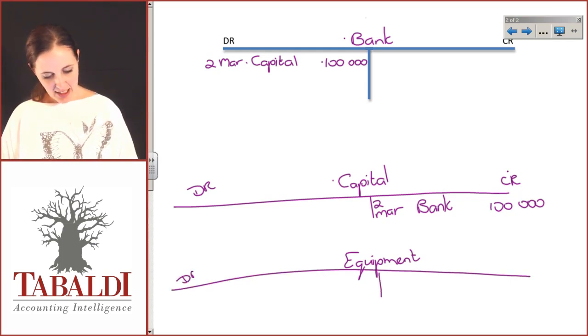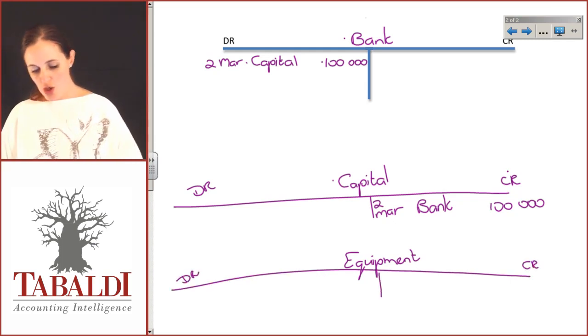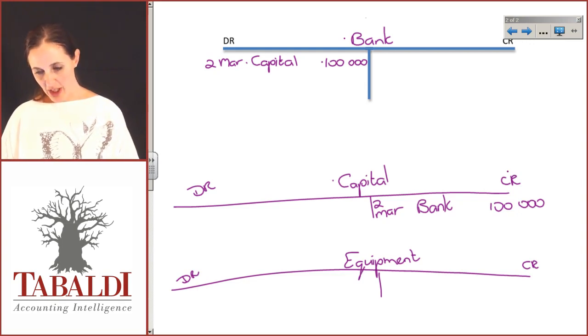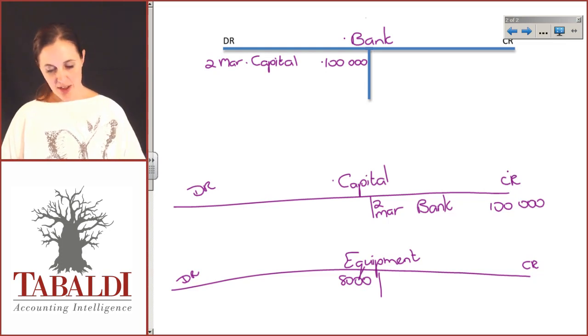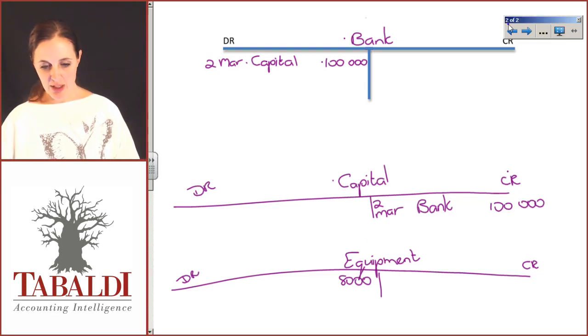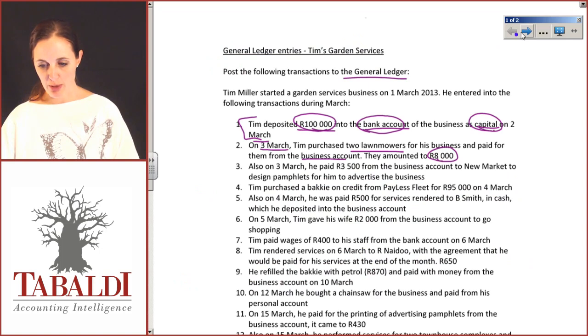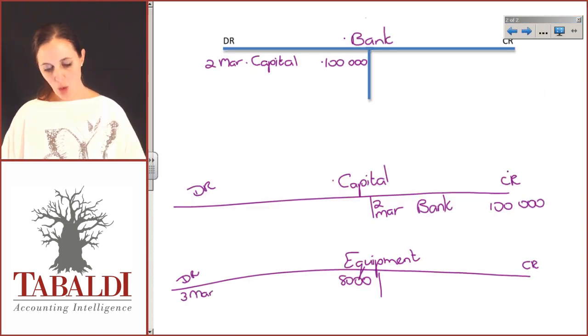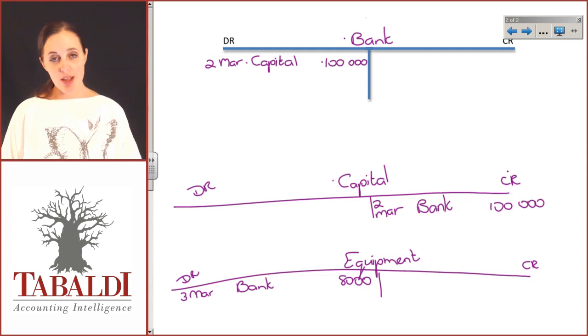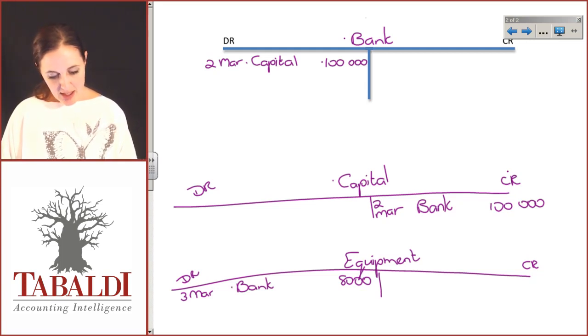Again, very straight lines, our debit and our credit. So he has bought 8,000 Rand worth of equipment. And this was done on, was it the 3rd or the 4th of March? Oops, let's take a look. It was the 3rd of March. So on the 3rd of March, he bought equipment. Where does the other side go? He bought it from the bank account with cash from the bank. This means that we need to create the other side of the transaction. This is bank, he paid for it in cash.